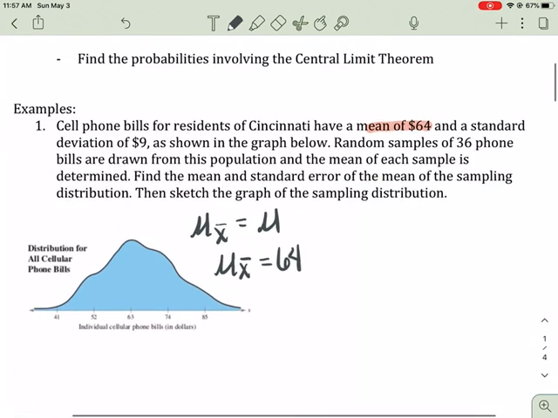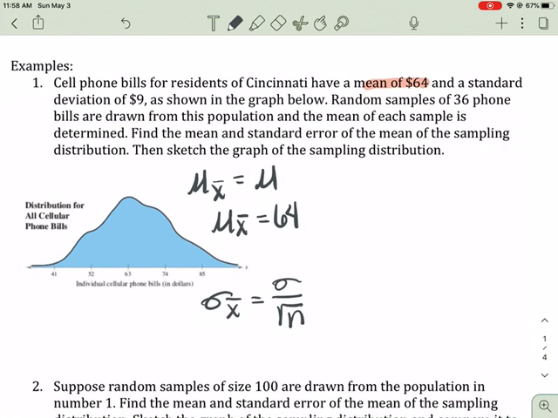Okay? Then it says, find the standard error of the mean. Now remember, standard error is the same as asking you, what is the standard deviation? So I'm interested in sigma x bar, and we had a formula for that. That's sigma over the square root of n. It gives us our standard deviation, which is 9. So we're going to do 9 over the square root of 36. Okay, so that's 9 divided by 6, and we get 1.5.